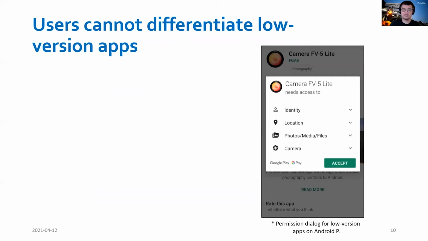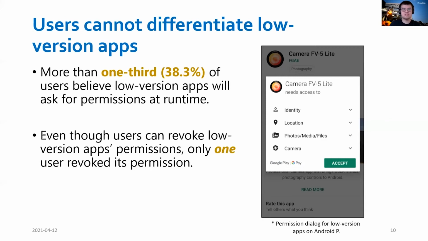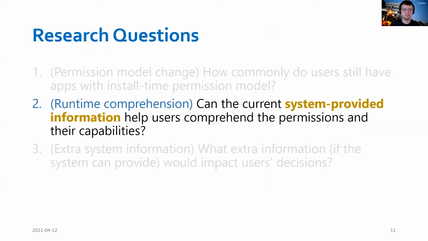Since the permission model changed a long time ago, users may have misunderstandings about the apps in the app store. In our study, we find that more than a third of users believe the low version apps will ask for permissions after they start using the app. This is potentially dangerous because users have already granted these permissions unconsciously when they downloaded the app. Besides, even though users can revoke the permissions of low version apps, only one user revoked its permission. This means that very few users go to the settings to change the permissions for low version apps.